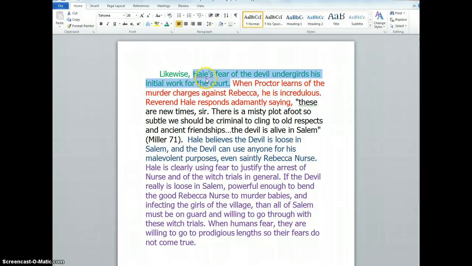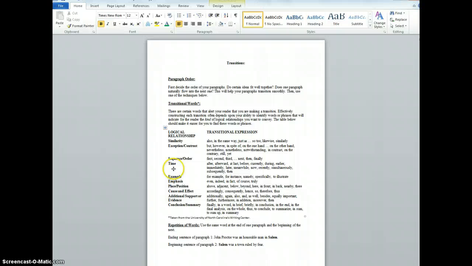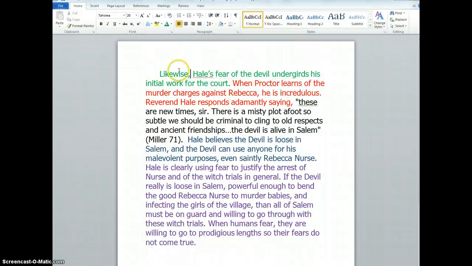Then I want a transition, so I went to my list and I see that in the similarity relationship I see the word likewise. So since I've just talked about how Danforth uses fear, and now I'm going to talk about how Hale uses fear, it has a similar relationship between the paragraphs. So I chose to use likewise. So that's all the transition I need is one word there. Likewise, Hale's fear of the devil undergirds his initial work for the court. So that's my transition and my topic sentence.